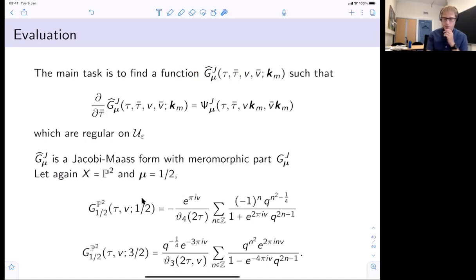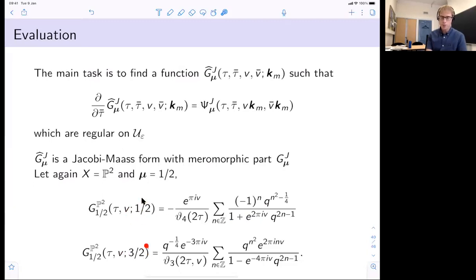We get this part of the so-called lesser Pell function, with an overall factor 1 over theta 4, and then a sum over all the integers of minus 1 to the n, q to the n squared minus 1 over 4, divided by 1 plus e to the 2 pi i v q to the 2n minus 1. So it's meromorphic because this denominator has poles if we allow v to vary independently from q. And similarly, this is for Km equal to a half.